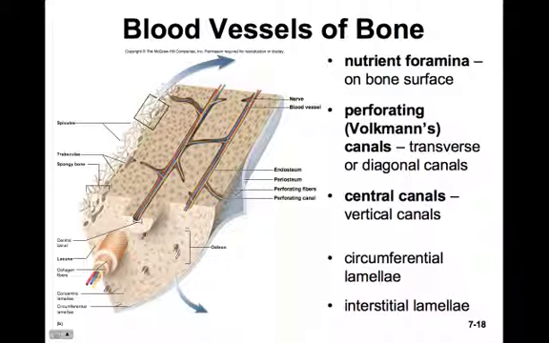Here's an osteon. Each of these little dots is an osteocyte residing in a lacunae, connecting to other osteocytes through their canaliculi. And we'll also see the interstitial lamellae between each of these circular osteons.